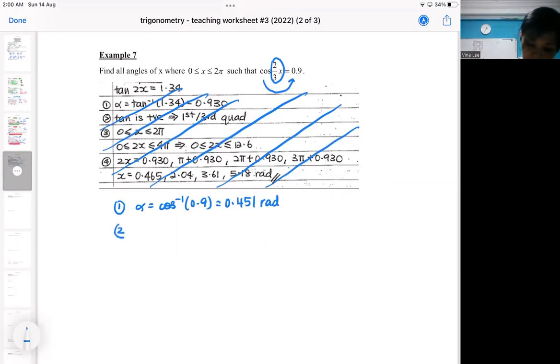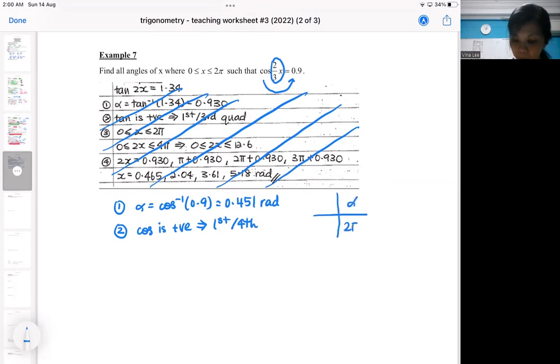Second step, you execute. Second step, cosine is positive. So that means it's first and fourth quadrant. And because this is in radian mode, it's alpha, 2 pi minus alpha. Okay, so the interval is 0 to 2 pi for x, but our angle is 2/3 x. So I'm going to multiply by 2/3.